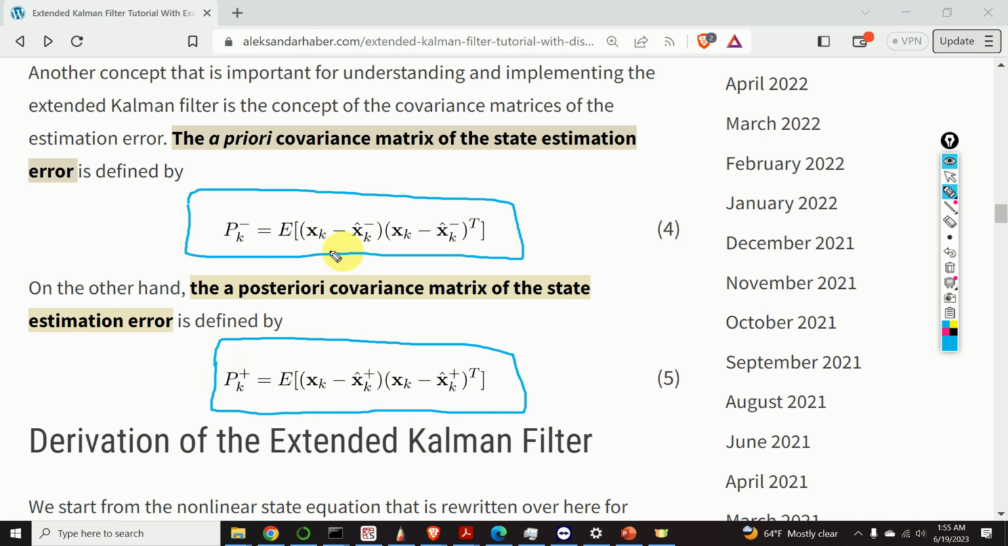So what's the physical meaning of these two equations? Well, over here we can see that this quantity is nothing less than the estimation error. But this is actually the a priori estimation error, since we take into account the a priori state estimate. And this whole quantity is nothing less than the covariance matrix, and the covariance matrices are quantifying the uncertainty about the state estimation error. Similarly, we define the a posteriori covariance matrix.